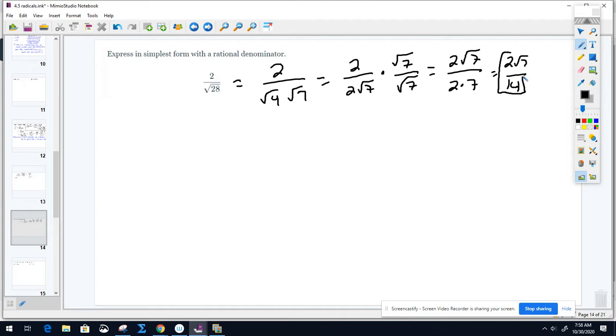And these two are going to reduce. On the top, it's going to leave me with 1 square root of 7 over 2. So that would be the simplified form of that.